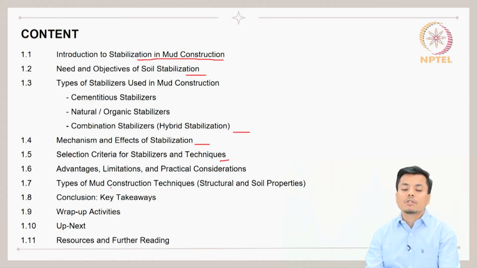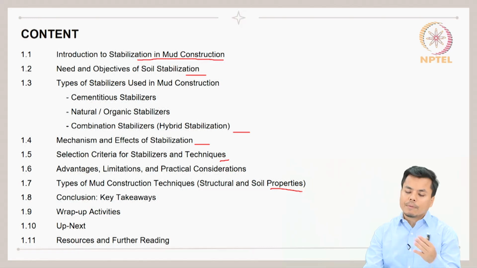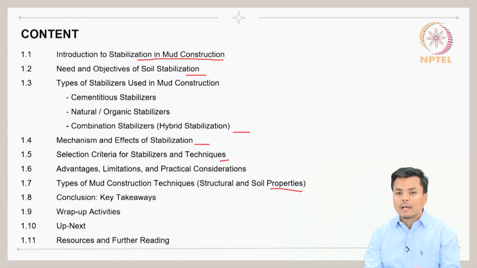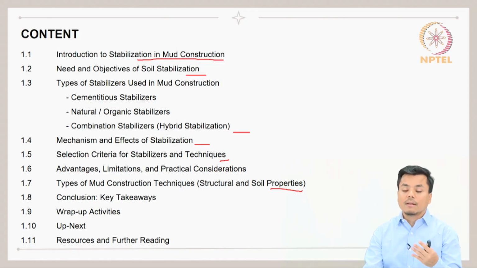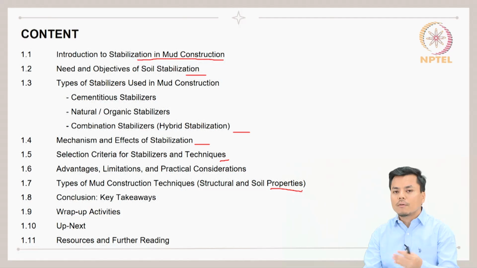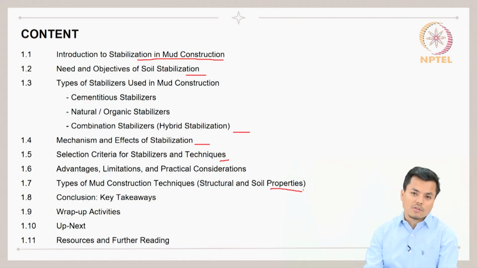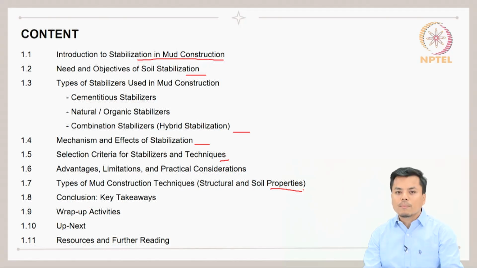Then we will understand the types of mud construction techniques based on the structural requirement as well as the soil property. Structural requirement here means for what purpose you are actually using earth as construction, whether it is for masonry, for load bearing, or for some other typology of construction. And with respect to soil property, based on the different types of soil that we see in different regions, we determine the type of earth construction that is possible. We will understand this through some interesting charts and representations in the coming slides.